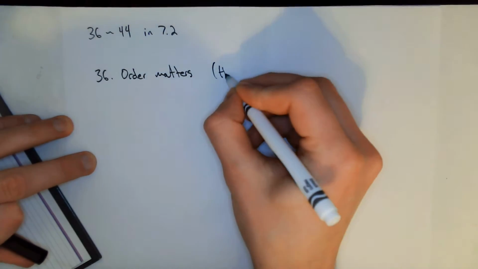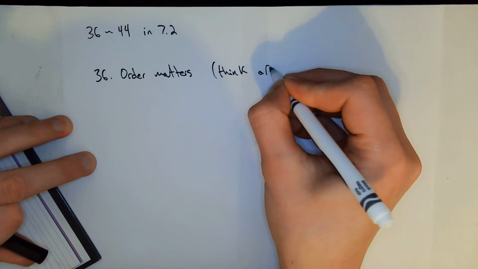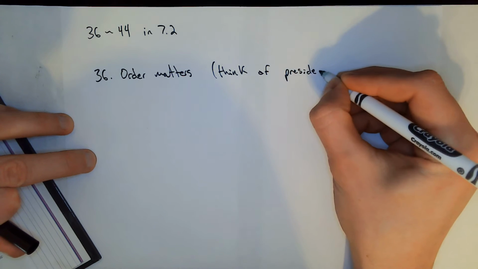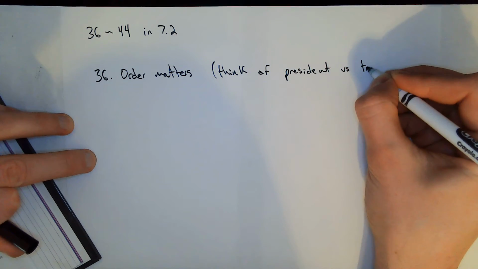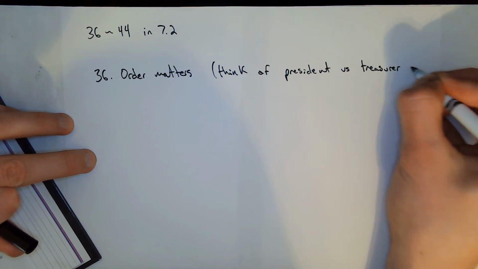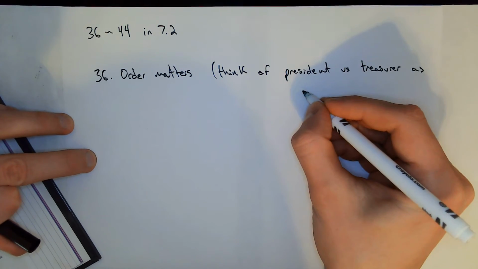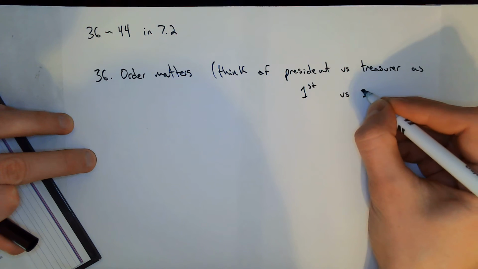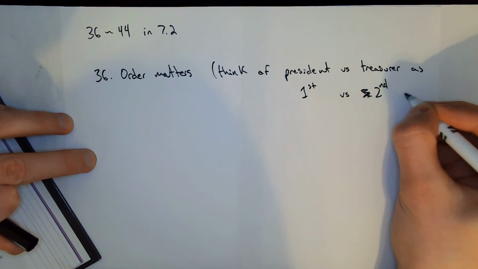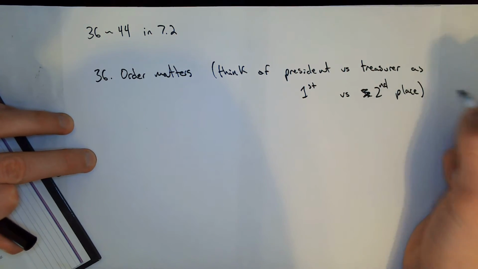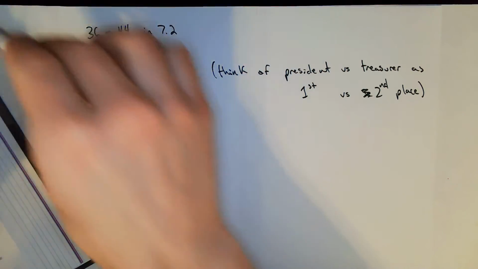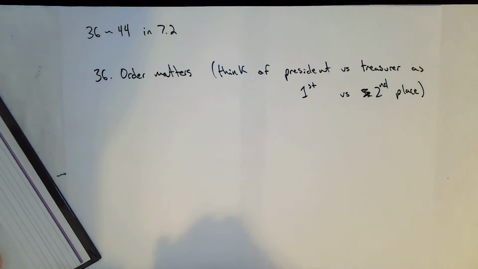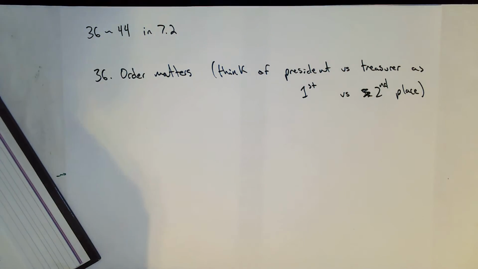You can sort of think of president versus treasurer as like first versus second place. Maybe that's, I don't know, like president, vice president kind of thing, first and second place.